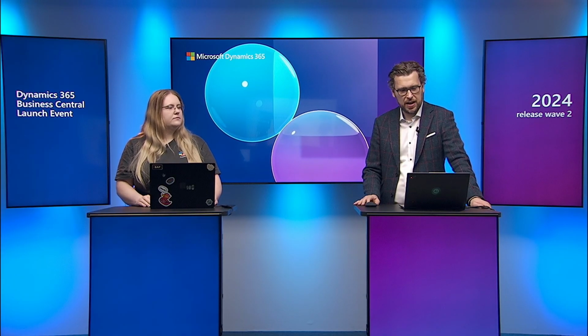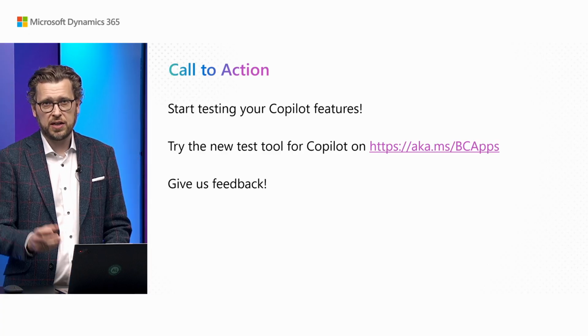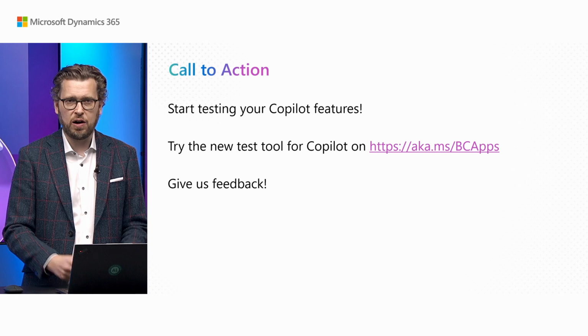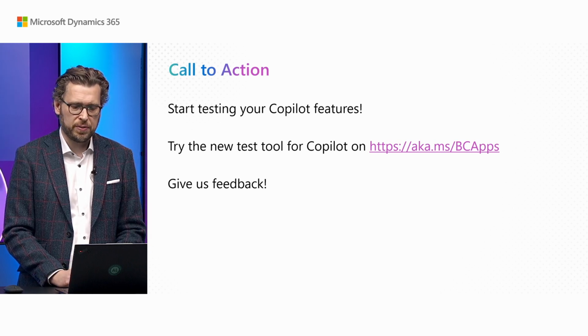So Peter, what can partners do now? Yeah, so there are many circumstances that can change the accuracy and responsibility of your Copilot feature. So start testing them in a well-defined manner. And to help you be efficient in doing so, start using the new Copilot test toolkit and data-driven testing. We're already using these for our own Copilot features in the Business Central first-party application.